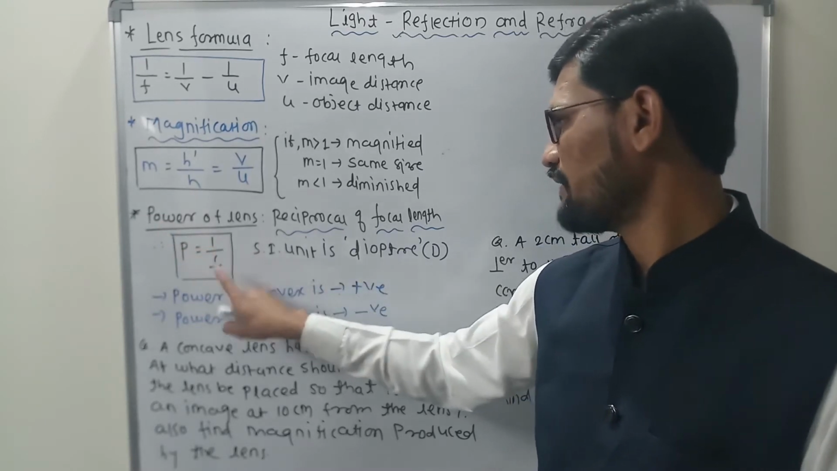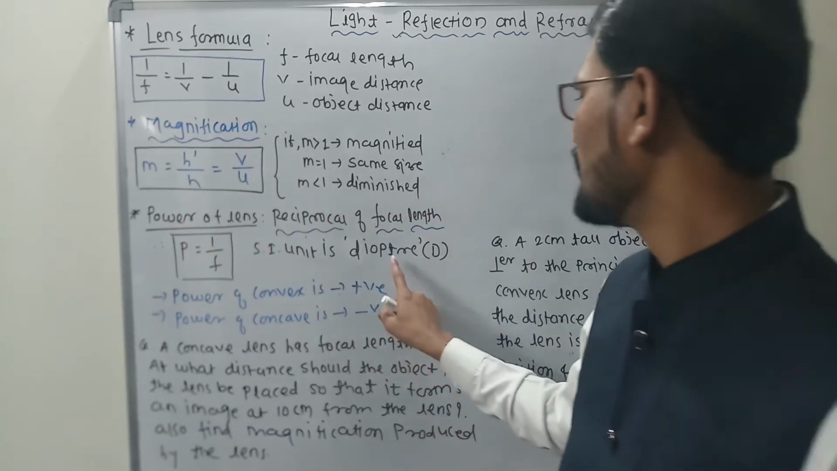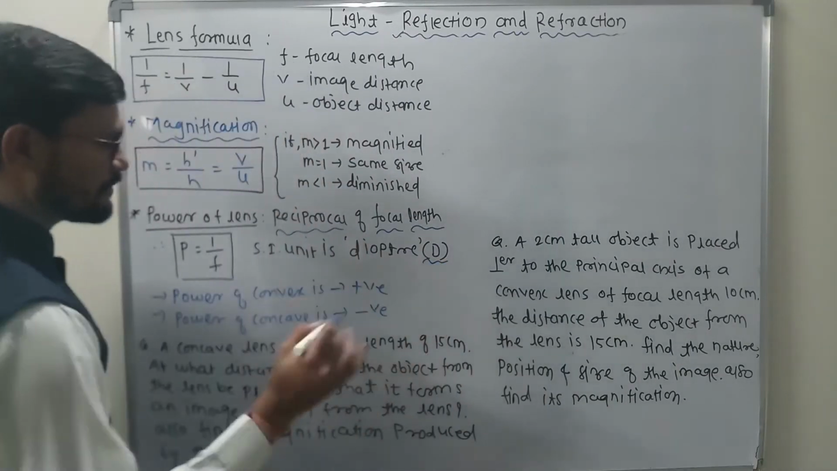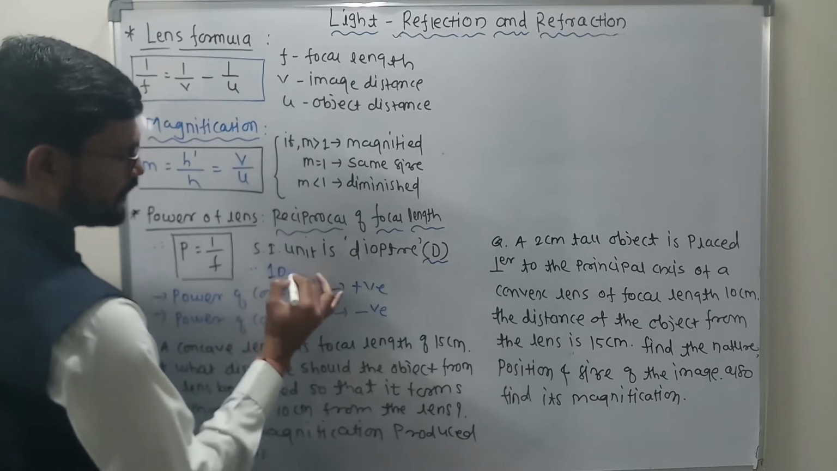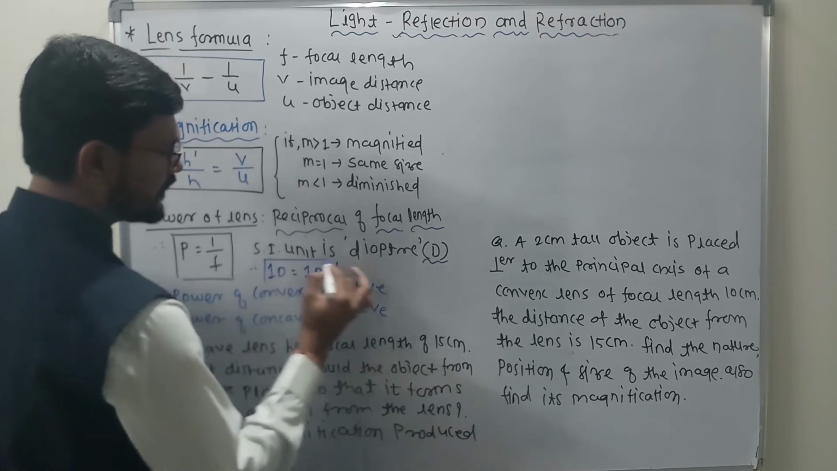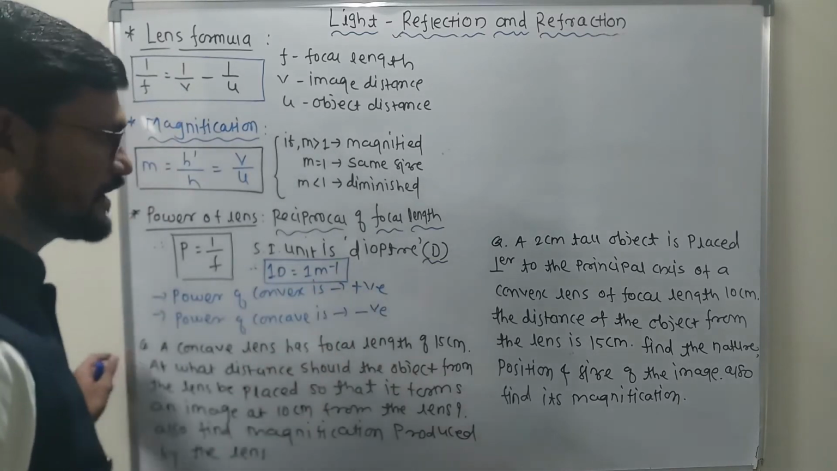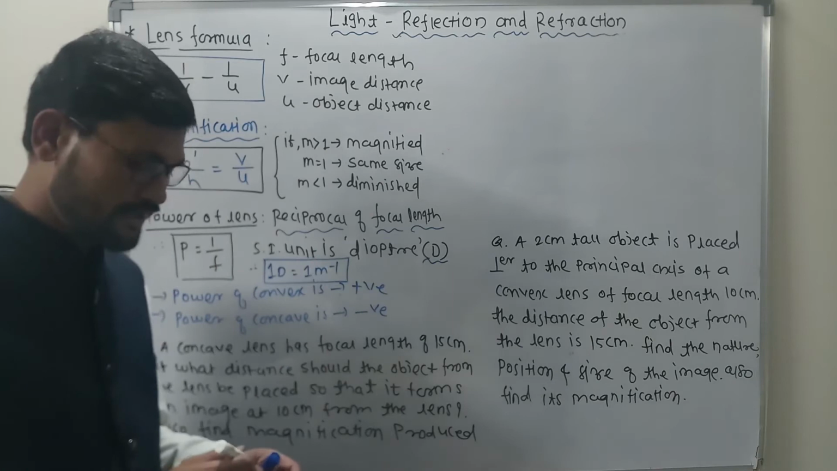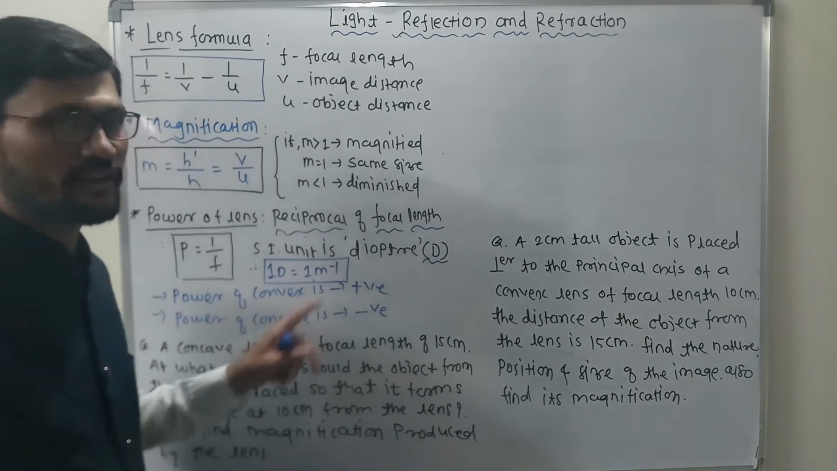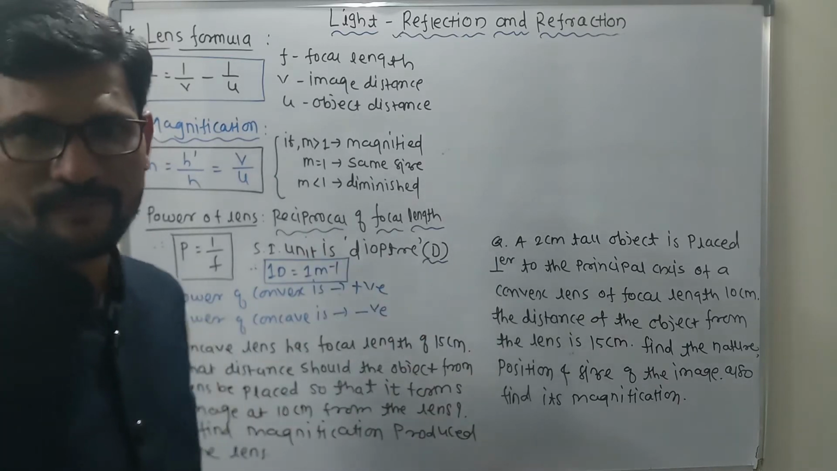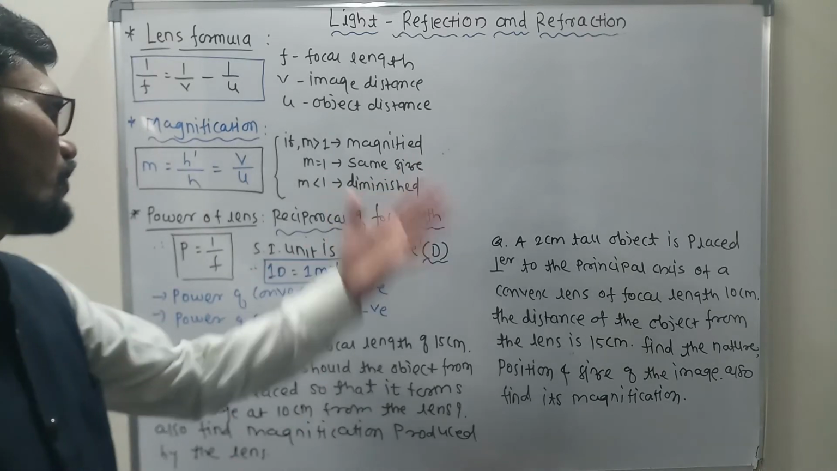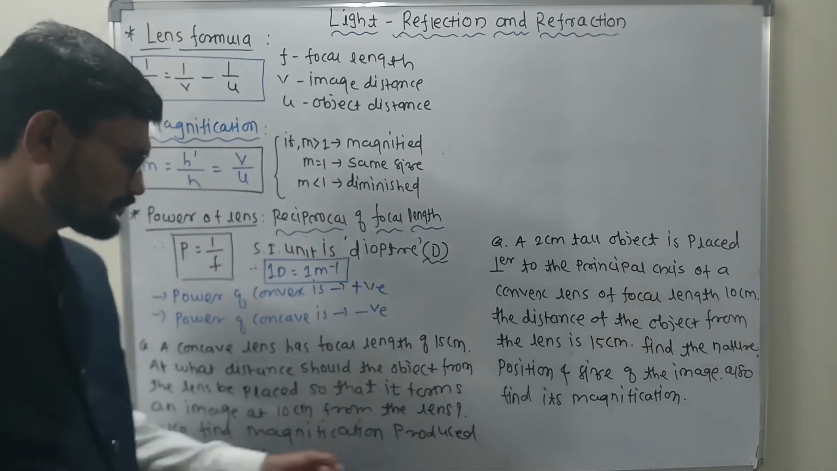So P is equal to 1 by f, and the SI unit of power is the diopter. And always remember, 1 diopter is equal to 1 meter inverse. This means that if the values are given in centimeter, then since the SI unit of power is diopter, which is per meter, you need to convert centimeter into meter. Clear? So the reciprocal of focal length is called the power of lens.